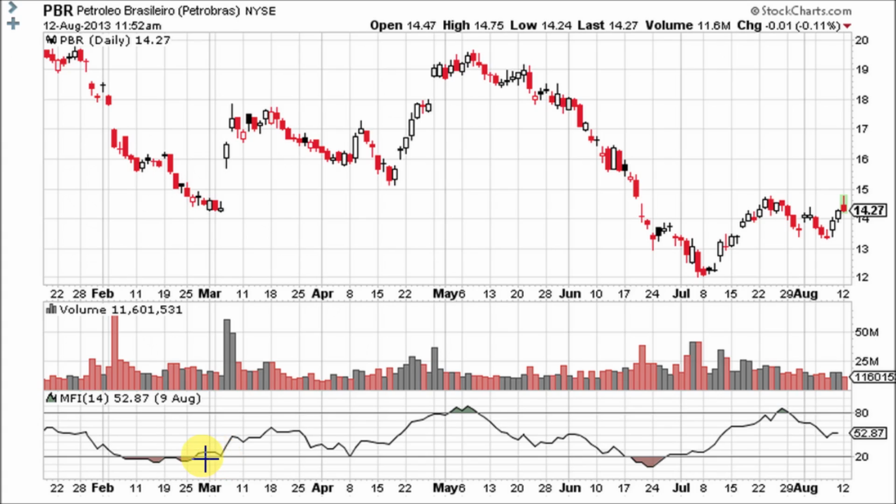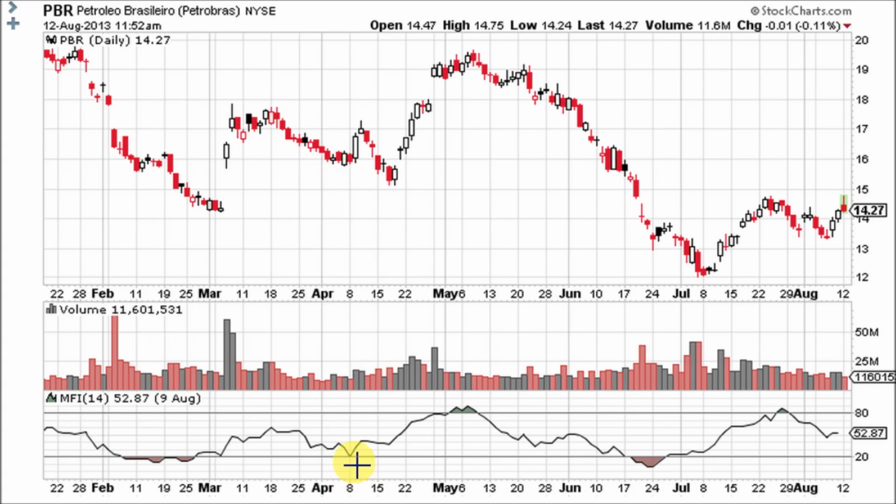Then right here it breaks above the 20 line, coming out of oversold territory right before the big volume that gaps it up on good news or good earnings, and the stock runs hard. Then it has a little bit of trouble at the 50 line. It tries to get bullish above it, but drops below 50 and the stock falls.